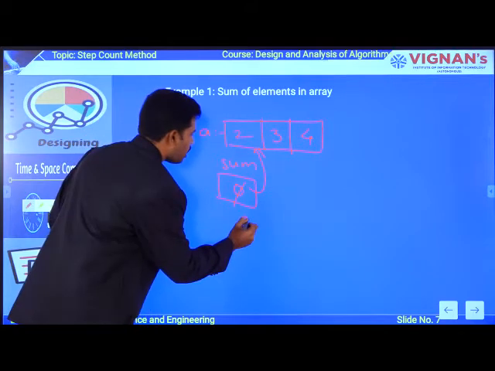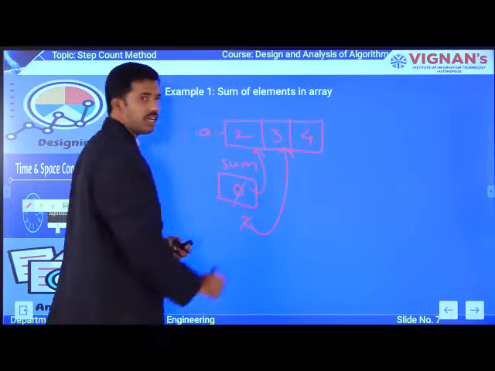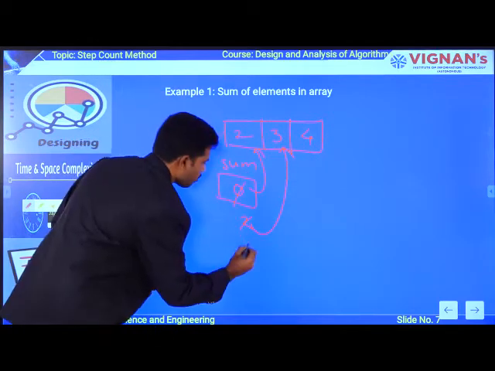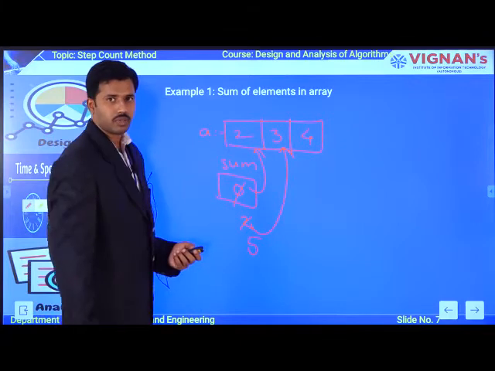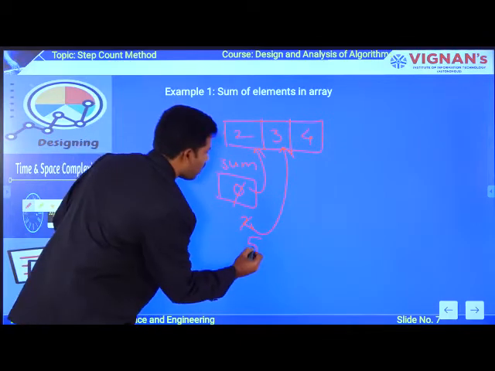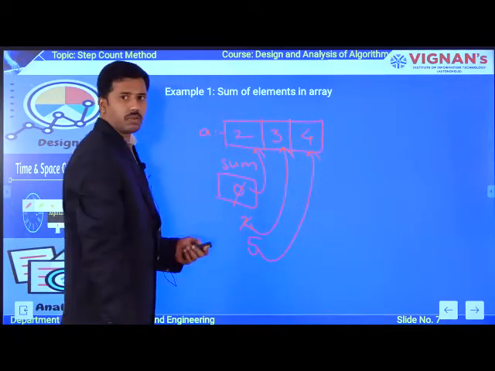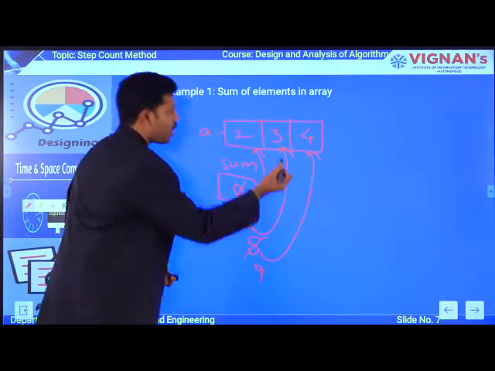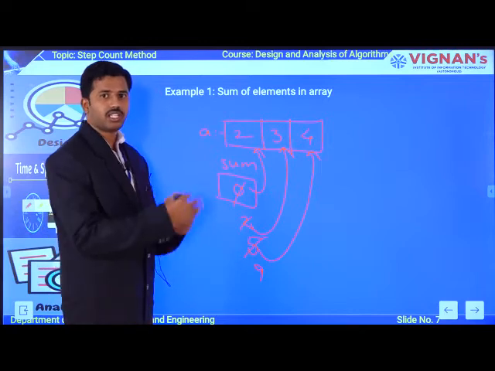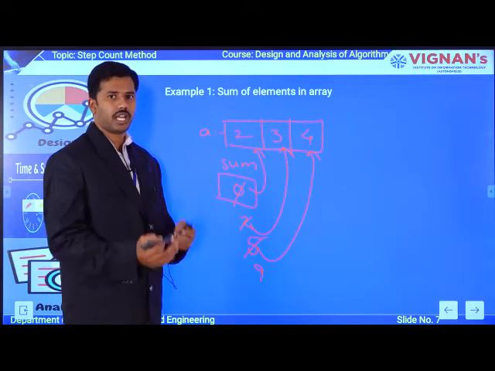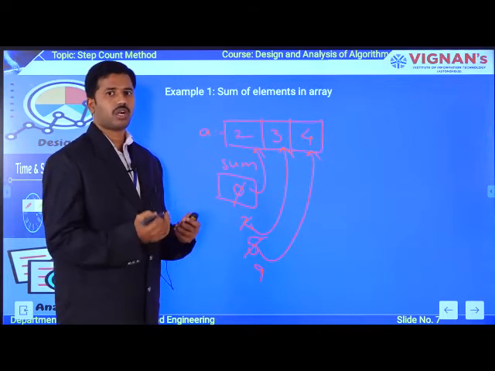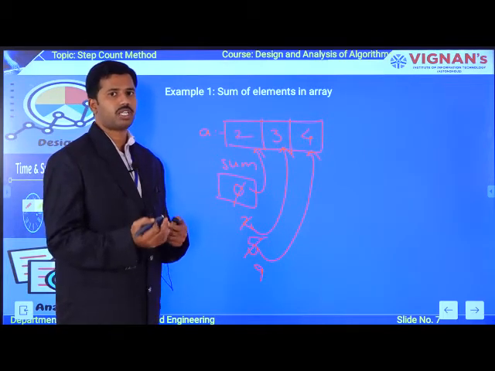Now it will be added with the second element available in the array, so the 2 will be replaced by 5, because 2 plus 3 is 5. At the last iteration, the 5 is added with the last element available in the array, so now the 5 becomes 9, because 5 plus 4 is 9. Likewise you need to trace all the elements available in the array to get the entire sum of the elements.